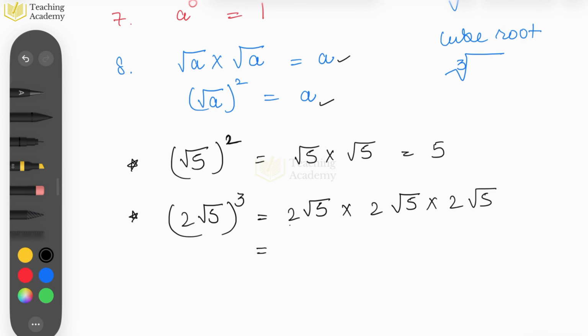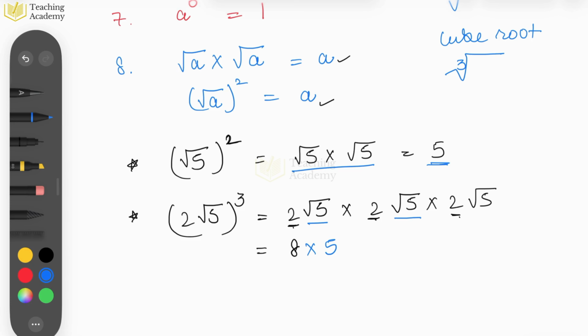Now you multiply the whole numbers with the whole numbers. So 2 times 2 is 4, 4 times 2 is 8. Alright. Now we can multiply the rest of the numbers. Like root 5 times root 5 is giving you a 5, which we already did here, right?